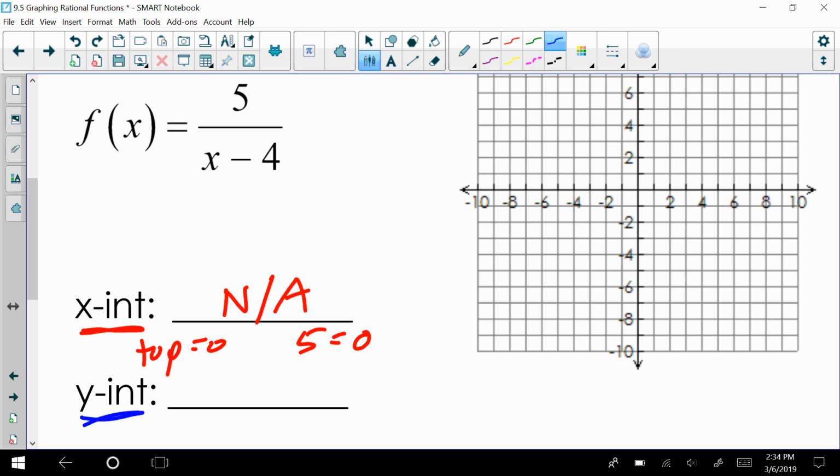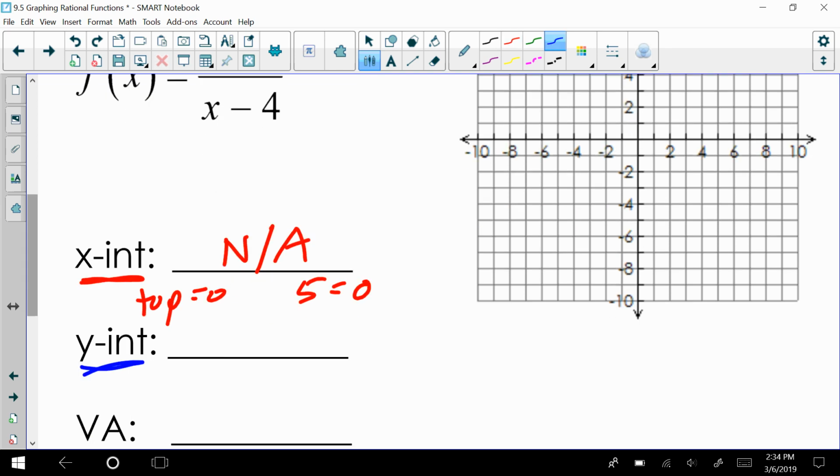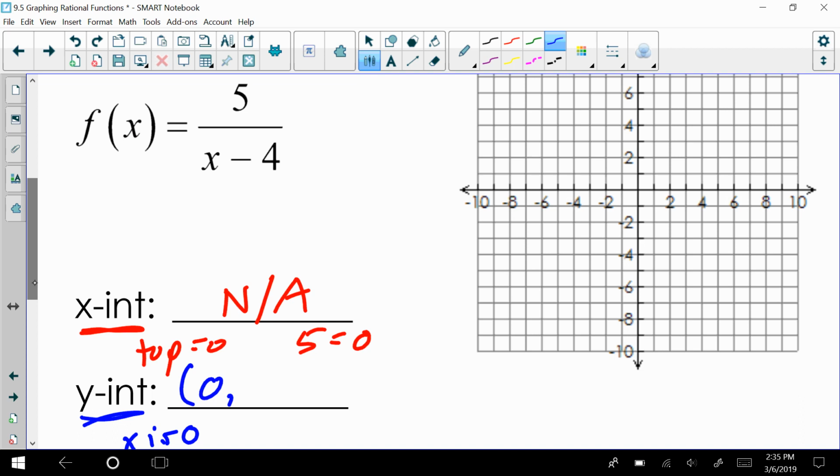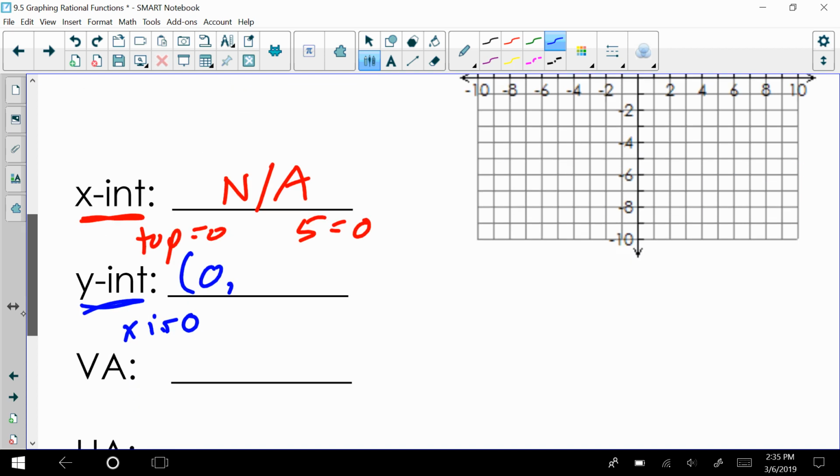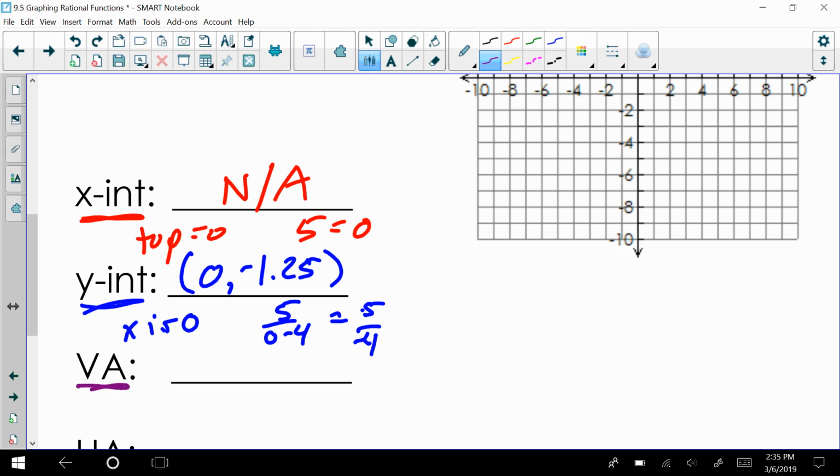Then I move on to the y-intercept. Well, how do I find that? I plug in a 0 for x, right? So if I do that, what would I have? I would have a 5 over 0 minus 4, which is 5 over negative 4, which is negative 1.25. Again, you have a calculator. Feel free to convert these to decimals here on the graph.